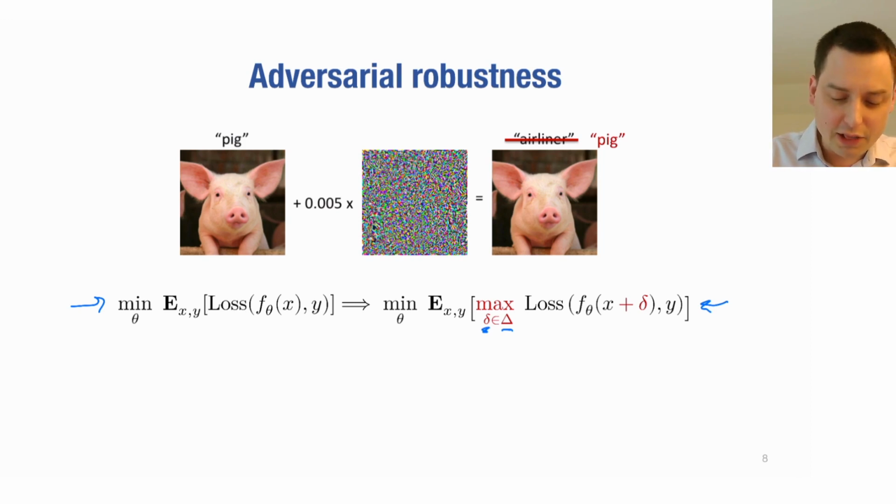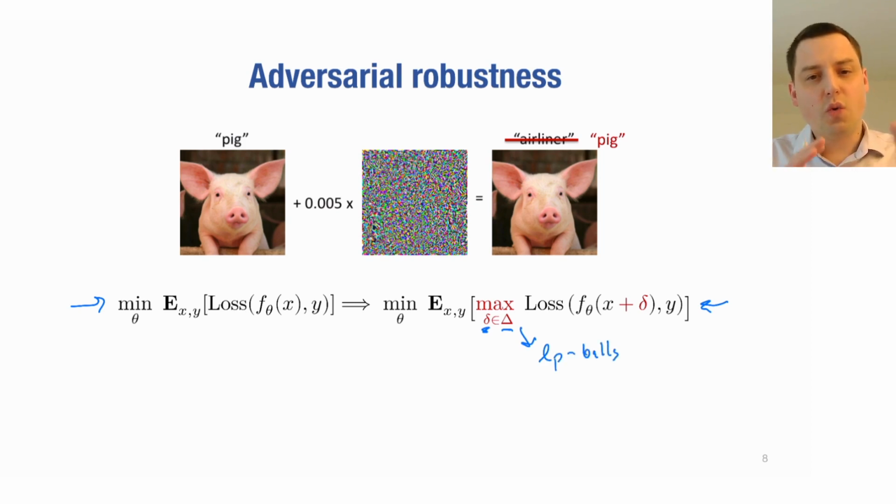For now, I'll talk about relatively simple models. In particular, I'll talk largely about this threat model being what are called LP balls. So you basically can perturb your image with some norm-limited perturbation. Now, there are really two ways people go about doing this. Or I should say two good ways.